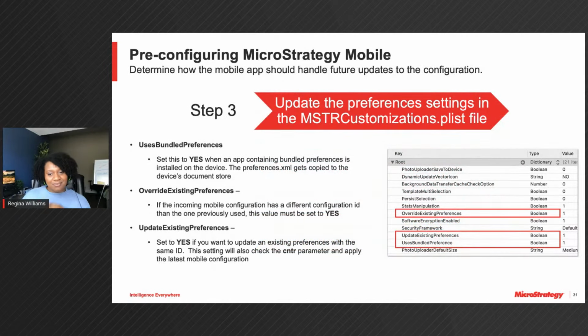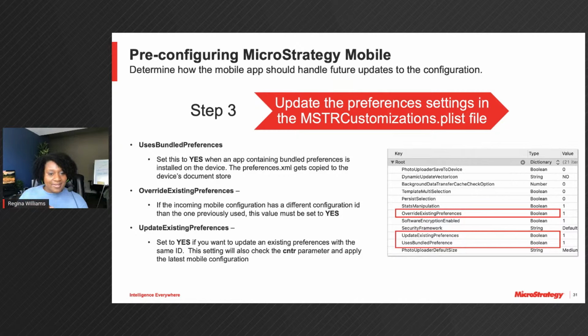So here in this plist file, we have 3 very important settings. One is called Use as Bundled Preferences. Then there's Override Existing Preferences, and there's Update Existing Preferences. So these go hand in hand with the preferences XML that we just copied in. The first setting, if that is set to true or yes, means that the MicroStrategy app will take that preferences XML that we just copied and store it into the app's device cache store. And it will use that preferences XML to decide which environment to connect to, which home screen document to show.